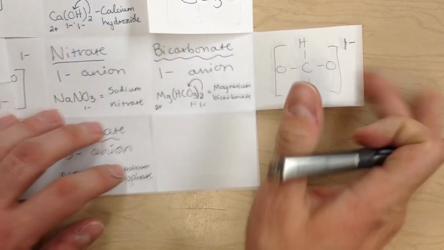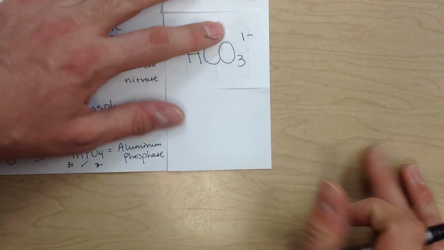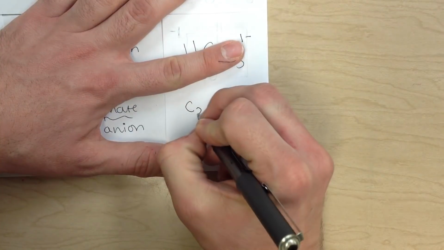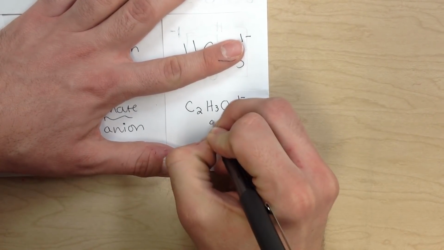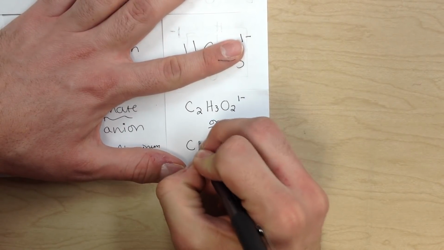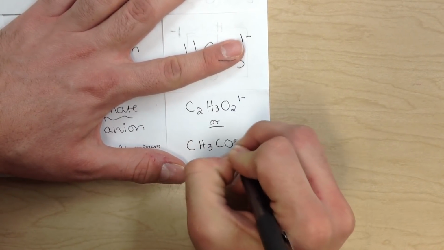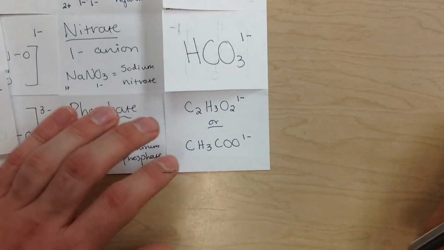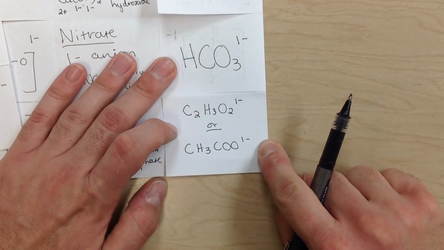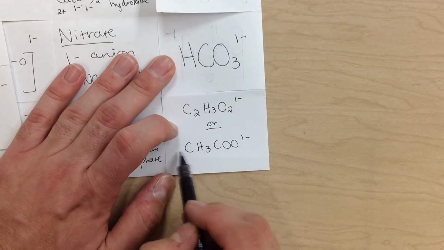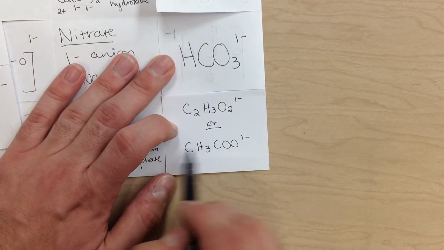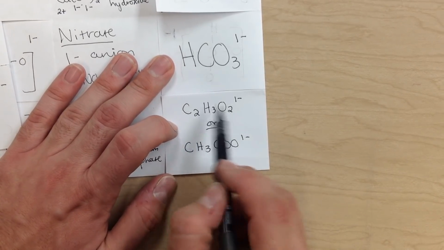All right, last one. Last one looks scarier than it is, okay? The last one is C2H3O2 with a 1 minus charge, or it can be written as CH3COO with a 1 minus charge, okay? Now before you're like, look at these. These are identical. Okay, this is more of the structural formula of what it actually looks like. This is the more simplified version.